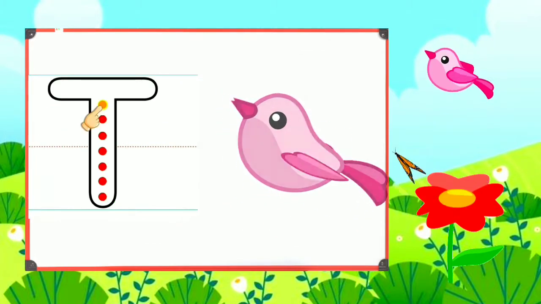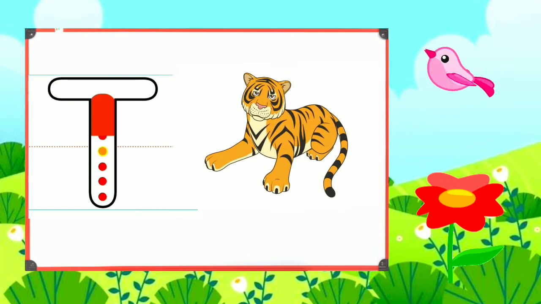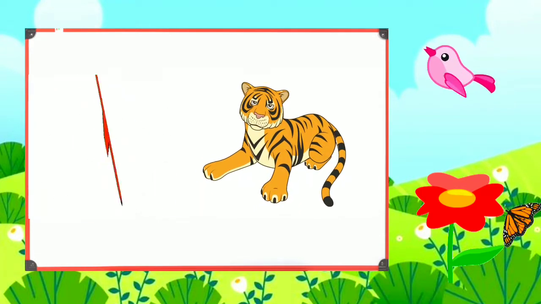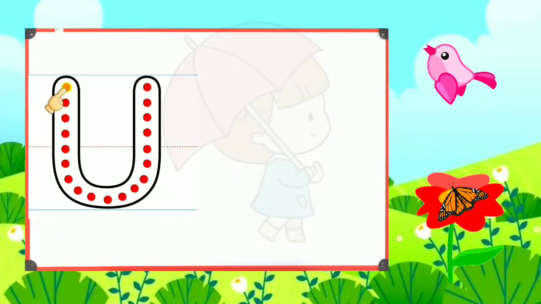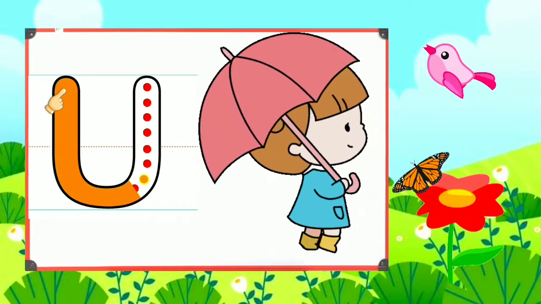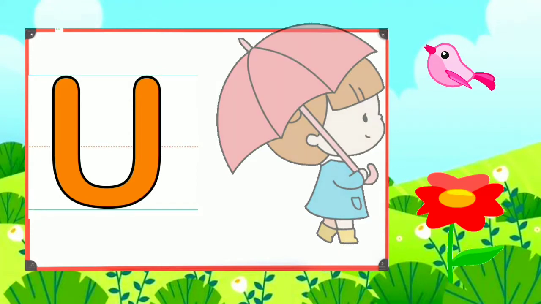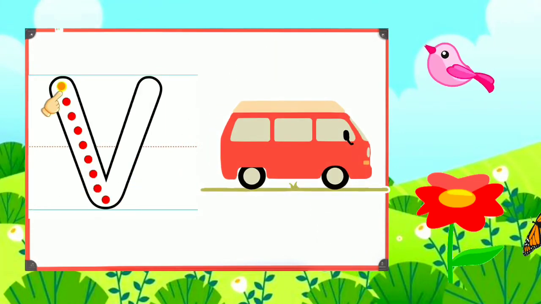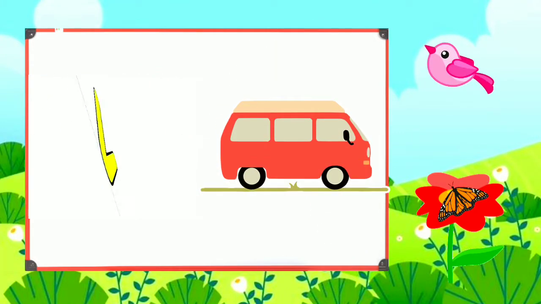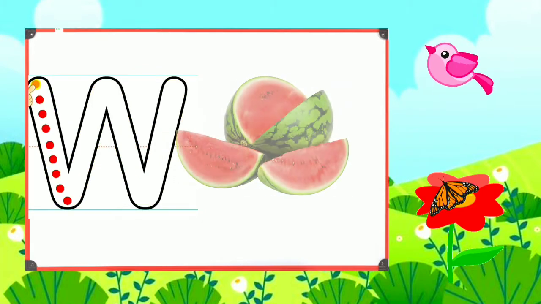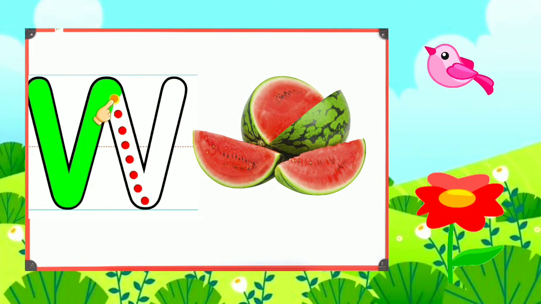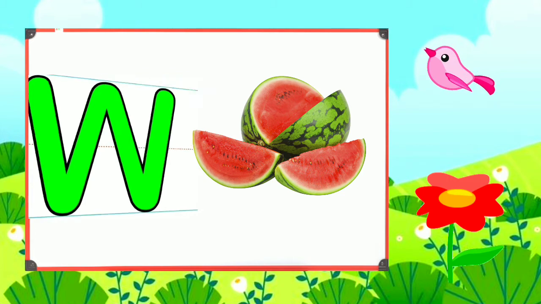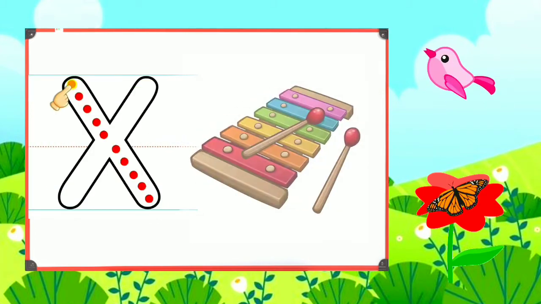S for sparrow. T. T for tiger. U. U for umbrella. V. V for van. W. W for watermelon. X.